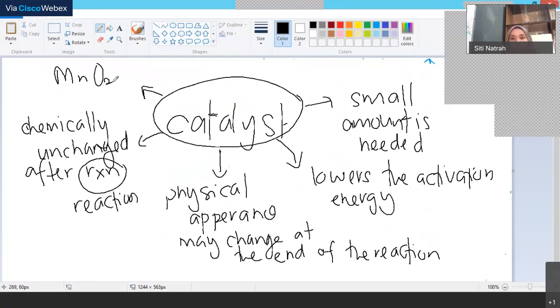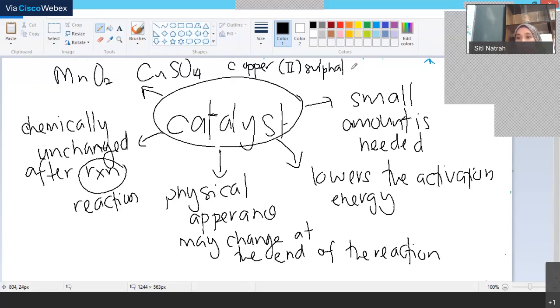So lagi kita boleh guna apa? Biasanya kita akan guna copper II sulfate, CuSO4. So kamu pastikan tulis copper II, kena mention II sulfate.